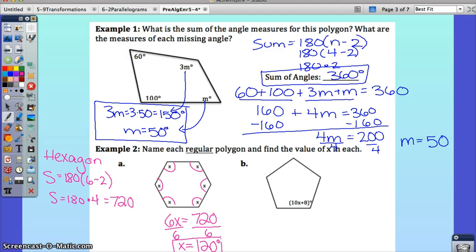B is also a regular polygon, which means even though I don't see this in every angle, since it's regular, every angle is the same. Every angle is 10x plus 8. Make sure you recognize that. What would be the sum for this polygon? Well, this polygon has 1, 2, 3, 4, 5 sides, so it is a pentagon.